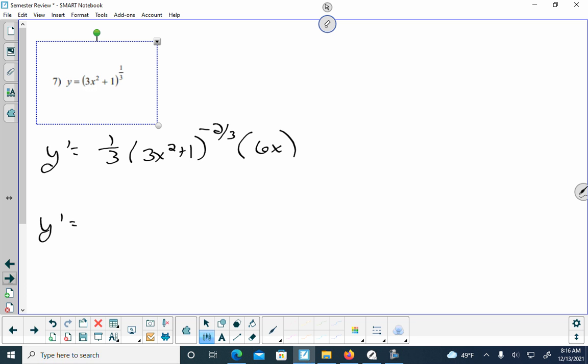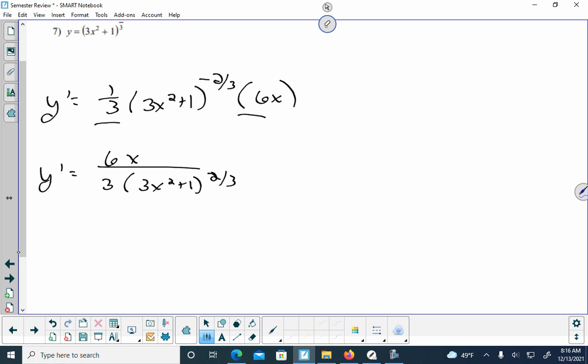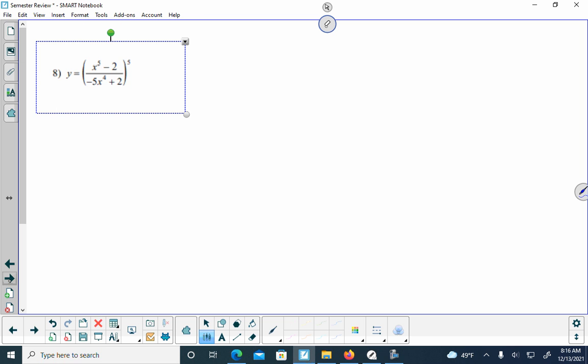If I rewrote this and I multiplied these two, I would have 6x over 3x squared plus 1 to the negative, oh, now it's positive 2/3 because I brought it down to the denominator. I have everything in my numerator, everything in my denominator. Now I'm going to start simplifying. The 6 and the 3 can simplify, and I'm left with 2x over 3x squared plus 1, this whole thing raised to the 2/3 power. Moving on to the next one.